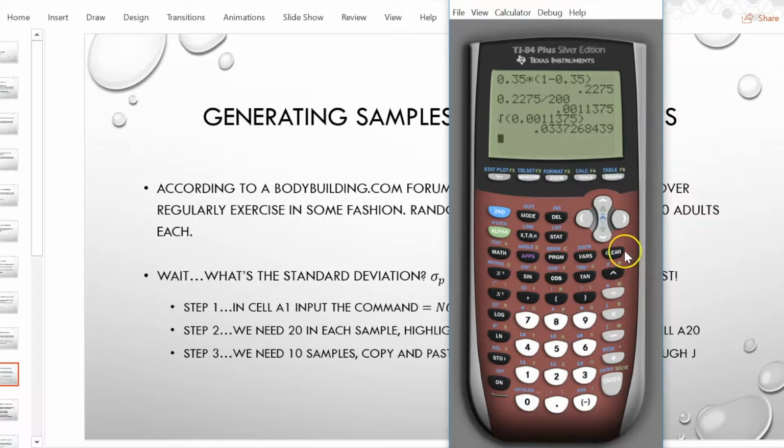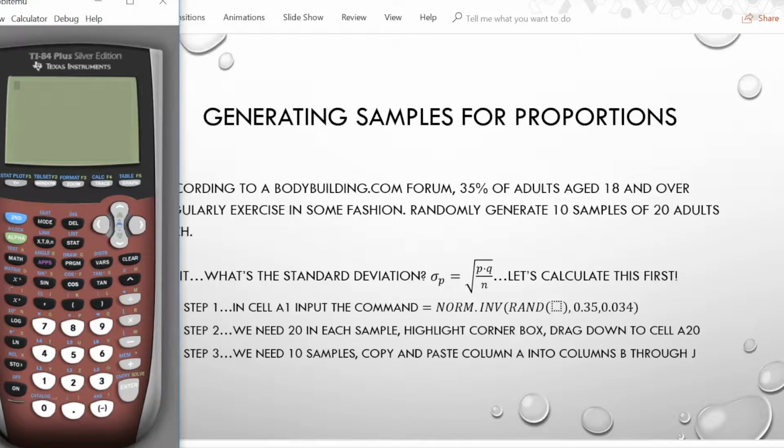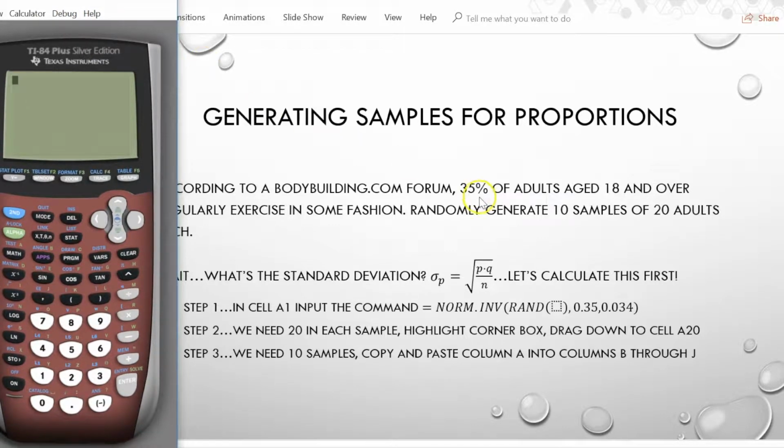So our formula is here. Go ahead and clear that out. All right, so right here we have the standard deviation for a proportion is given as the square root of P times Q divided by N. Now, depending how familiar you are with a calculator, you might be able to type this in all at once. I'm going to show the step-by-step approach just to make sure that parentheses aren't going to trip us up. So to do that, our P is given to us here. That's the proportion of the population, that 35%, that fits our given criteria. Here it's exercising in some fashion, but it could be anything.